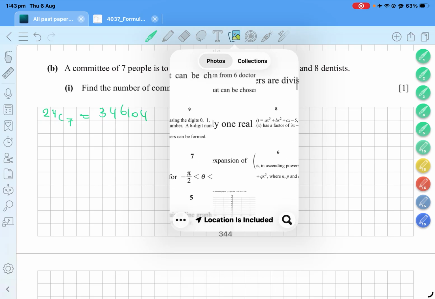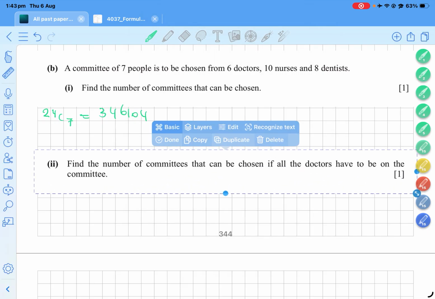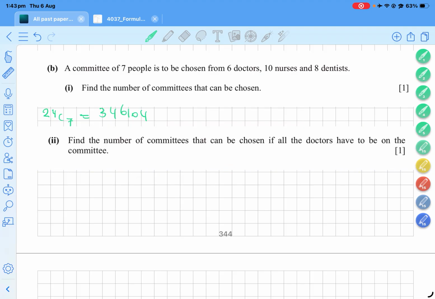Then this one, the number of committees if they're all on the same one. So if all of them need to be on the same, you've already chosen 6 people already, and then you only have one person to choose from.